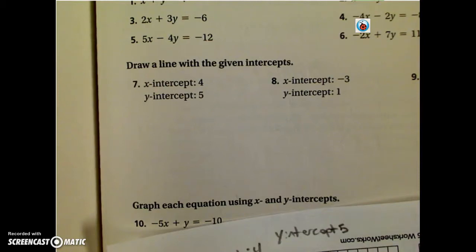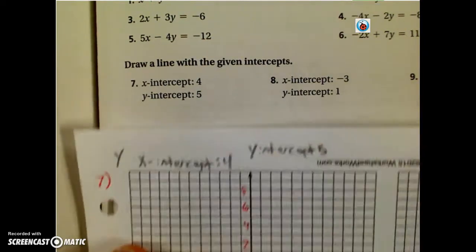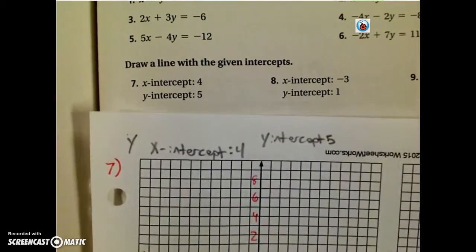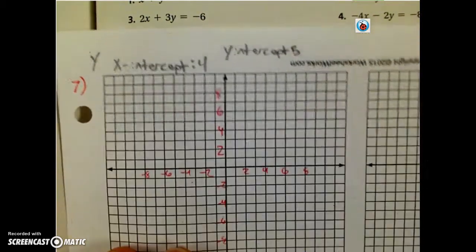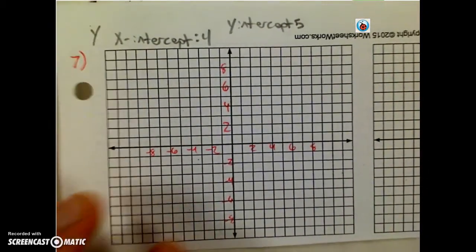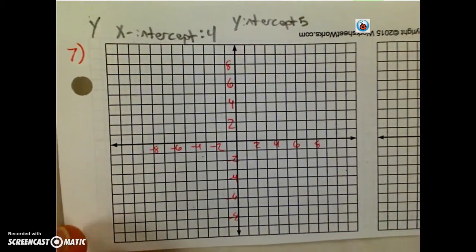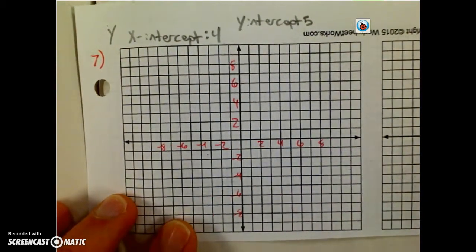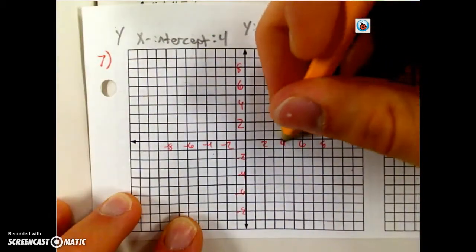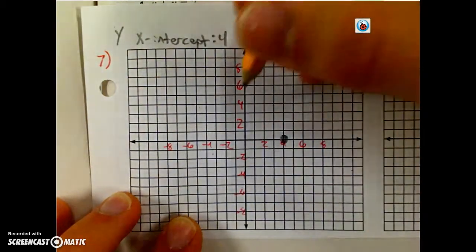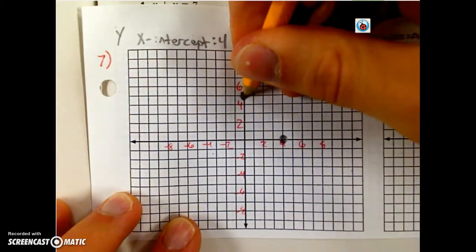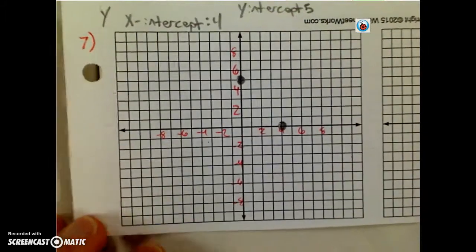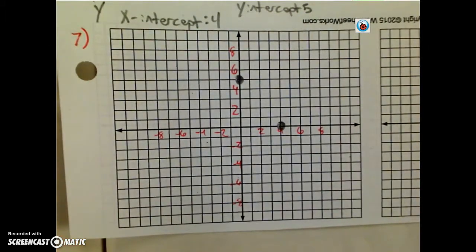Number 7 asks us to draw a line with the given intercepts. So here's my number 7. I've got my x-intercept of 4, y-intercept of 5. Got my scaled page here, which you'll be doing yours on graph paper. And it's simple. All right, let's go to my x-intercept of 4. I go to my y-intercept of 5. Those are the 2 points that I'll use to make my graph.